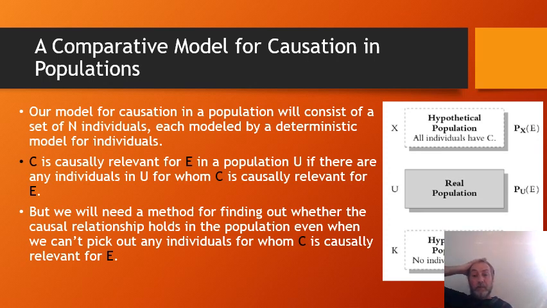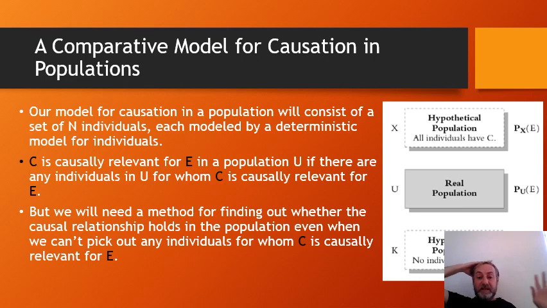Okay, so a comparative model for causation in populations, right? Really all of these studies are going to be using populations. We're never going to try to evaluate a study that only uses one rat. The reason that we set up our definition of causation in terms of individuals is that now we're going to use that notion to define causation in populations. So say you've got a set of n individuals in a population, and let's start with a deterministic model. So we've got a set of, say, 100 deterministic individuals.